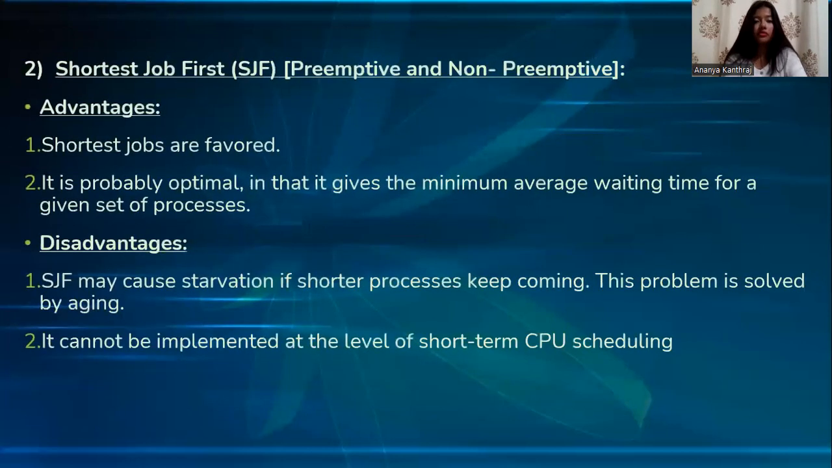Next is the shortest job first, which is preemptive and non-preemptive. The advantage is that the shortest jobs are favored and it's probably optimal. That is, it gives the minimum average waiting time for a given set of processes. The disadvantage is that SJF may cause starvation if shorter processes keep coming. This problem is solved by aging. It also cannot be implemented at the level of short-term CPU scheduling.